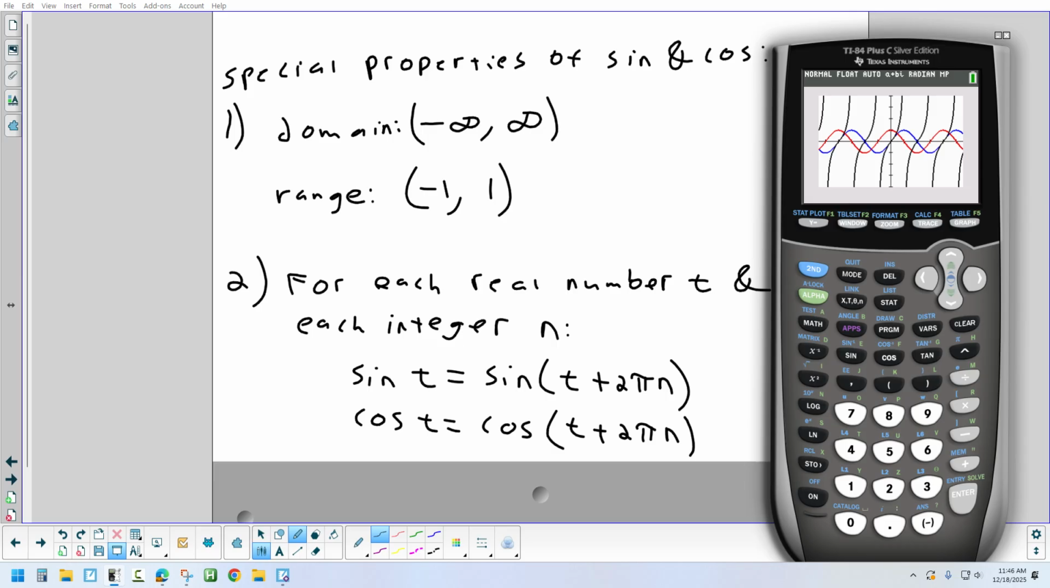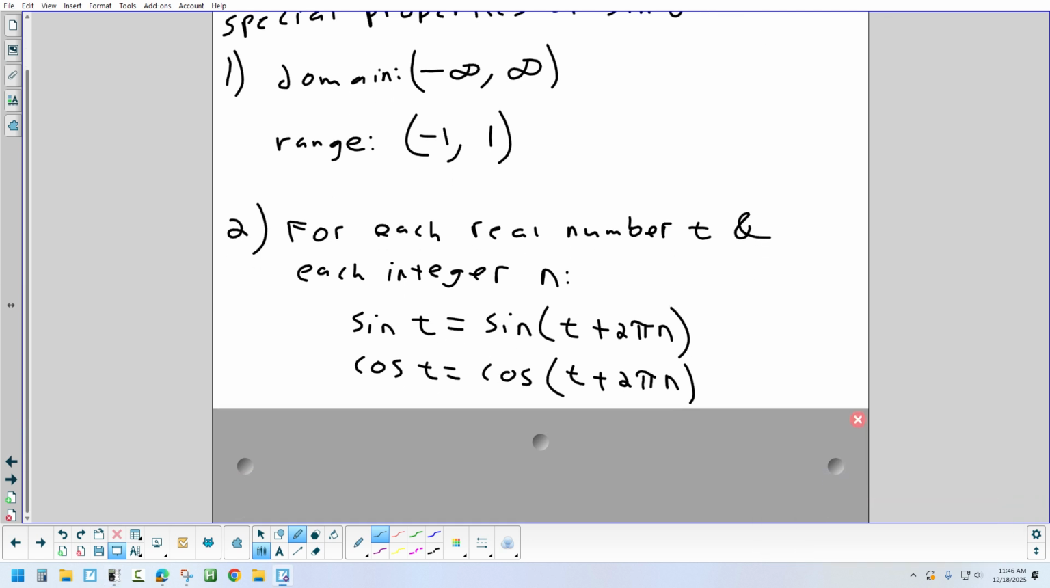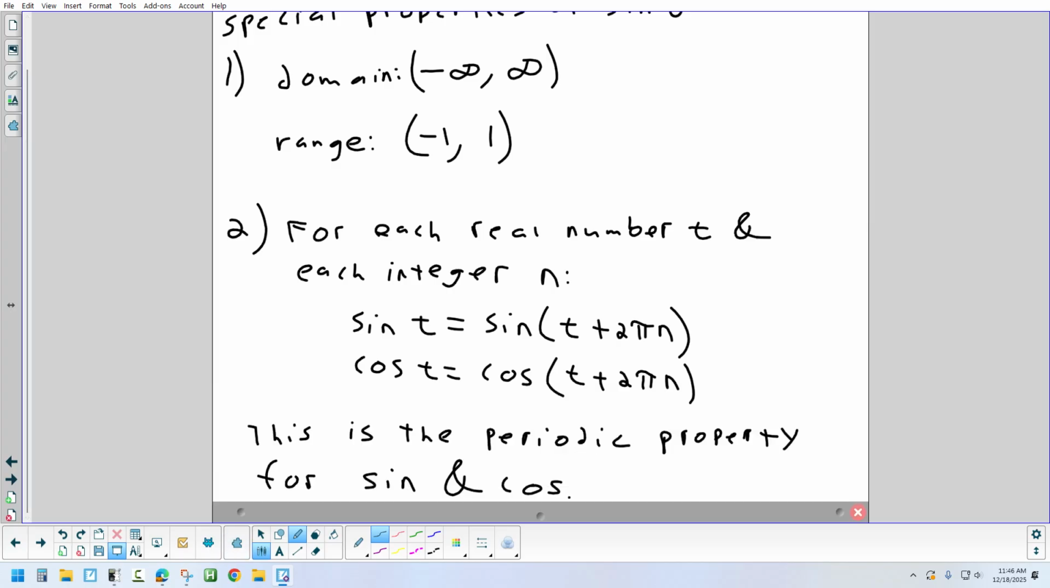What does it say on the calculator? I don't think there's any, yeah, there's nothing there. Is that a T or plus sign?